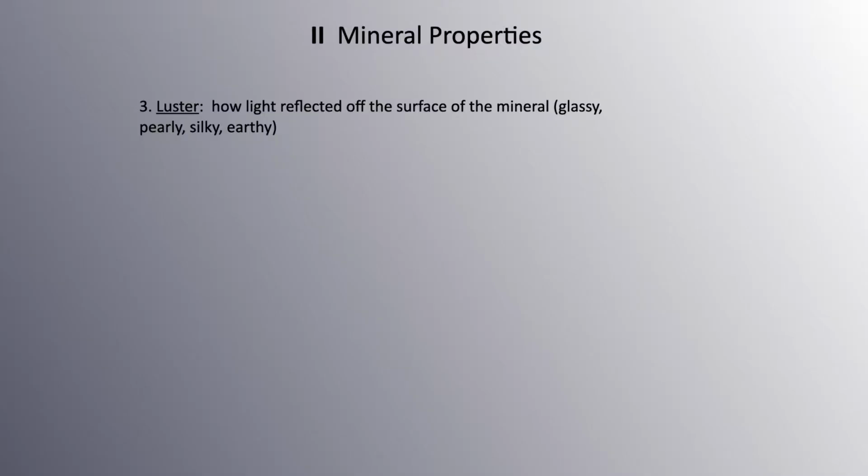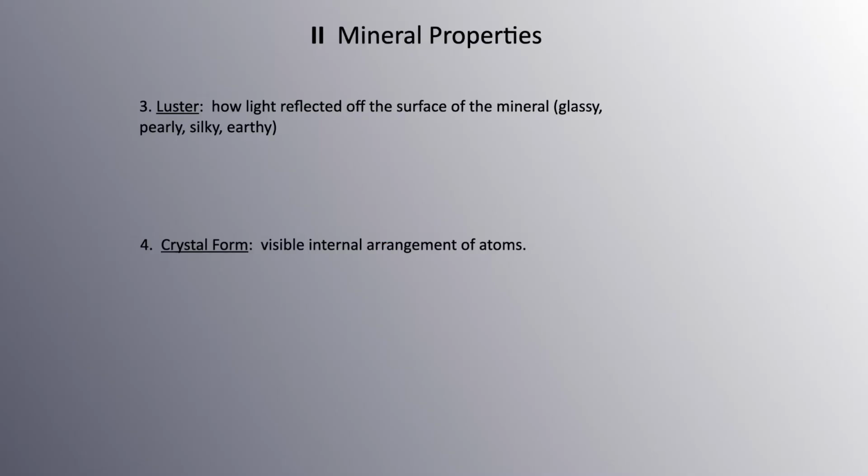The third physical property is luster. And luster is just simply a description of how light is reflected off the surface of the mineral. So we just use adjectives to describe luster, things like metallic or dull or pearly or glassy, things like that. Just adjectives that describe how light is reflected off the surface. Sometimes it can be helpful to identify a mineral, but it's not one of the first tests you should run.